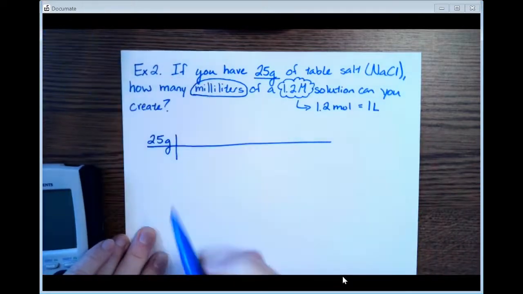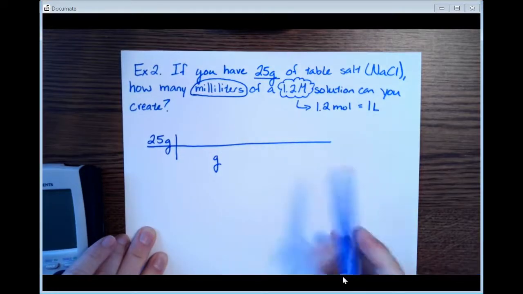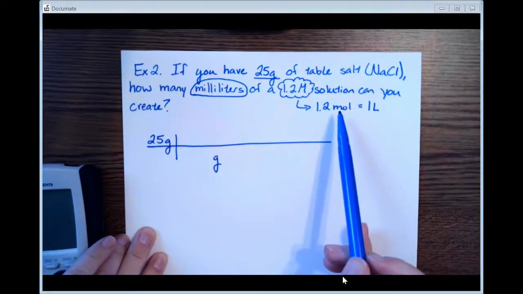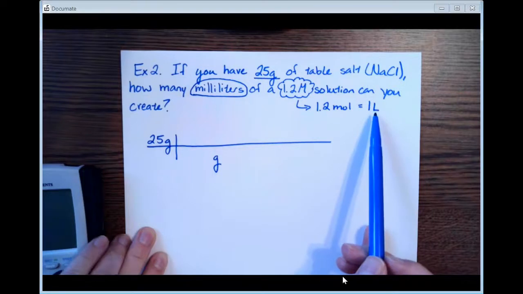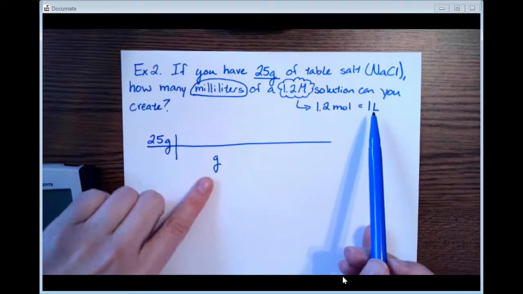Okay, so I have grams up top, I need grams on the bottom. And if I look at my conversion factor, it has moles and it has liters. It does not have grams. So I need to ask myself, how do I get from grams to moles? That thing I always want to get to, the middle point. Well, grams and moles, that is molar mass.